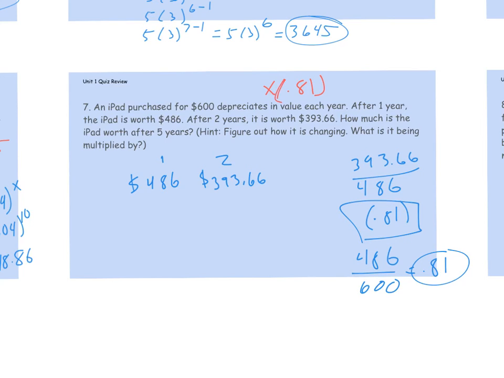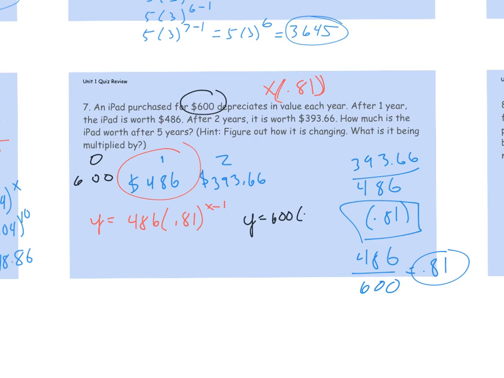We're going to multiply by 0.81. If I use the first term, I'm going to have to use that formula, y equals 486 times 0.81 to the x minus 1 power. Or if I want to go with the term before that, the 0 term, which is 600, I could do y equals 600 times 0.81 to the x. Either way, you're going to get the right answer.